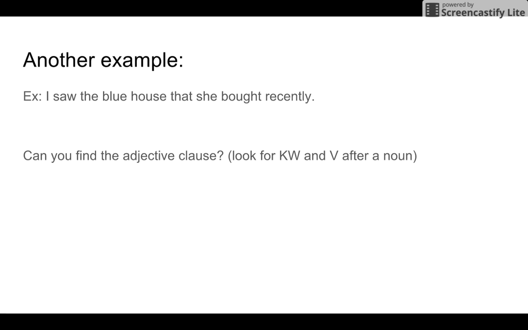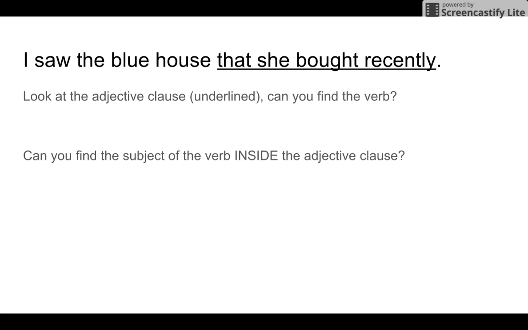I saw the blue house that she bought recently. Can you find the adjective clause? That she bought recently. This is the adjective clause. The house is the noun, and we get more information about the house. Which house? The house that she bought recently. I saw the blue house that she bought recently.